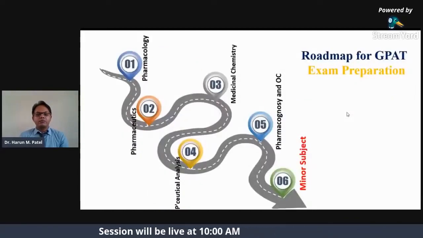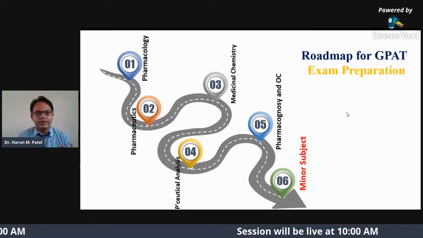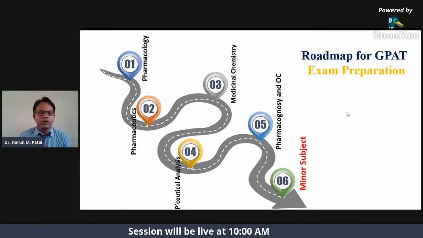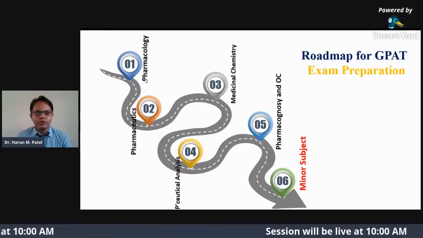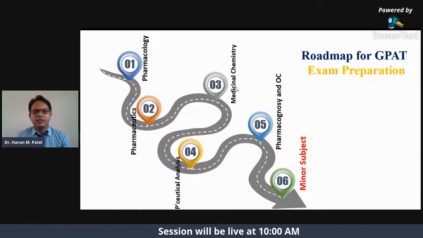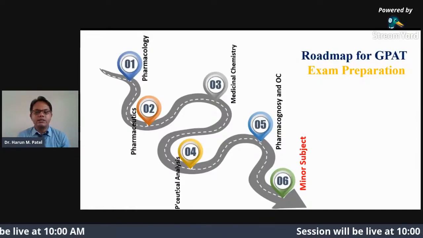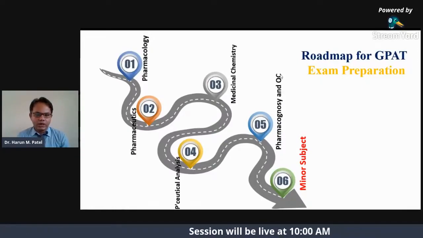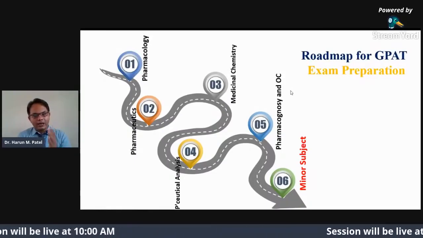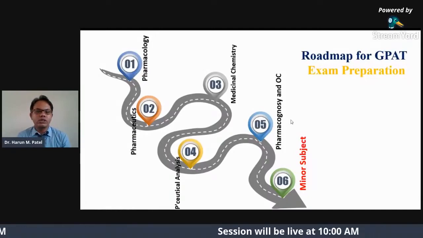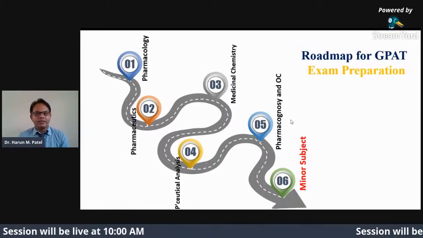This is a roadmap for the GPAT exam preparation. Here I have classified the subjects. Again, this is a sort of second season revision I am doing. If you're watching me for the first time, I recommend that you start with pharmacology, second pharmaceutics, third medicinal chemistry, fourth preference pharmaceutical analysis, fifth pharmacognosy and organic chemistry. So these are 6 important major subjects which you cover first, and after that you start preparing for the minor subject. In this way you have to follow this roadmap for GPAT exam preparation.